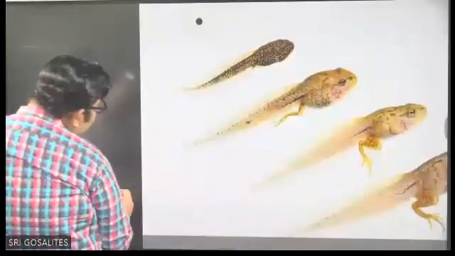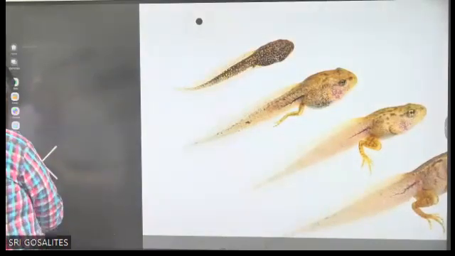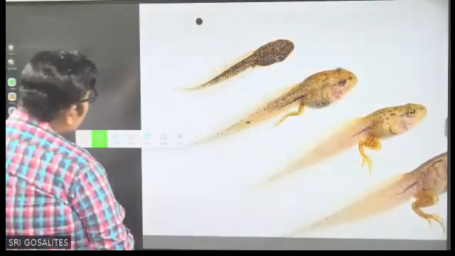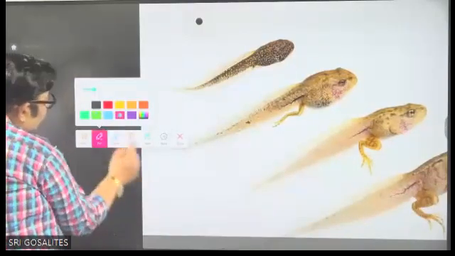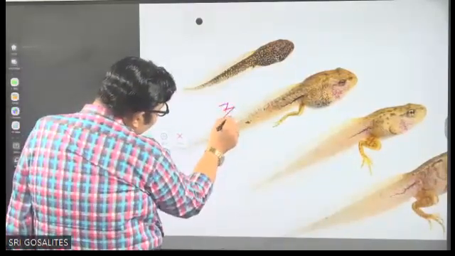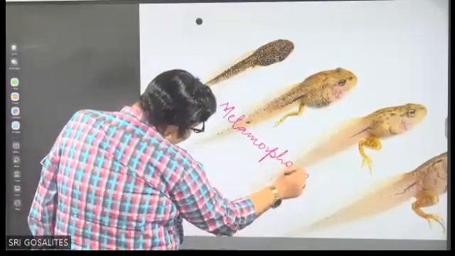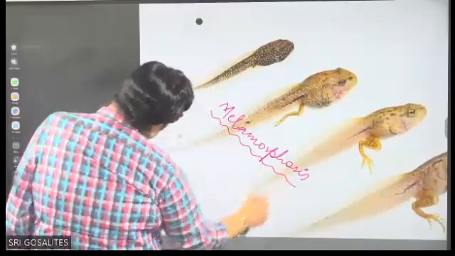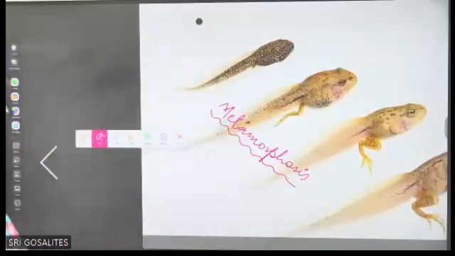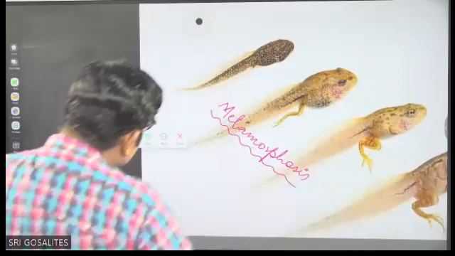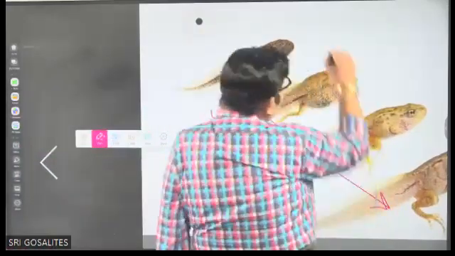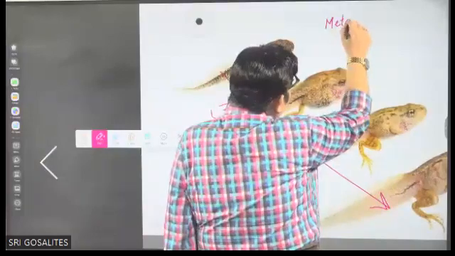And this transformation is known as metamorphosis. Transformation of larva into adult is known as metamorphosis. Are you guys with me? Can you remember this term? Metamorphosis. I'll write it once again: metamorphosis.